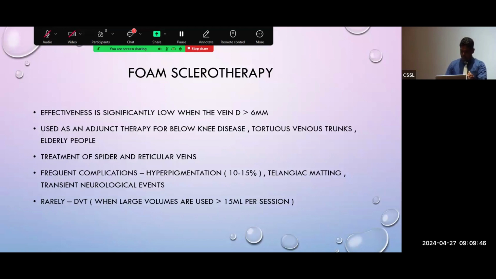And also the treatment of superficial veins. My colleague will talk about it, spider and reticular veins. You can use foam sclerotherapy as the primary treatment. So these are the frequent complications patients will talk about, but most of them are self-limiting, and it's a relatively safe procedure because it has been done for so many years. DVT is very rare. You can get it if you use very large volumes of STD.